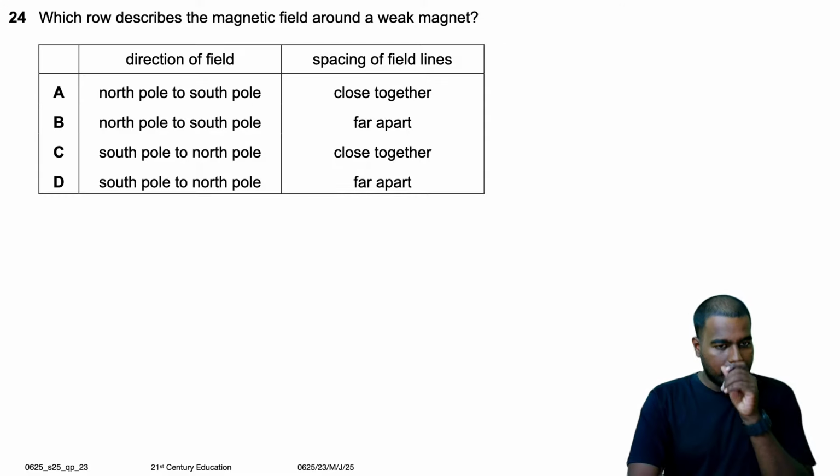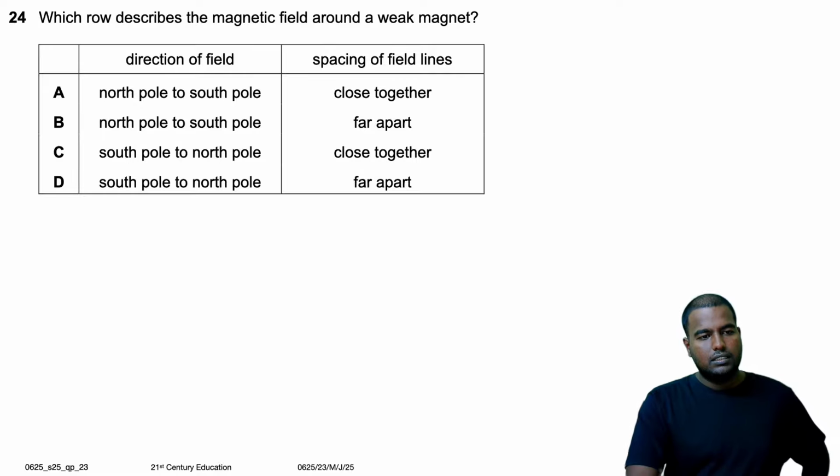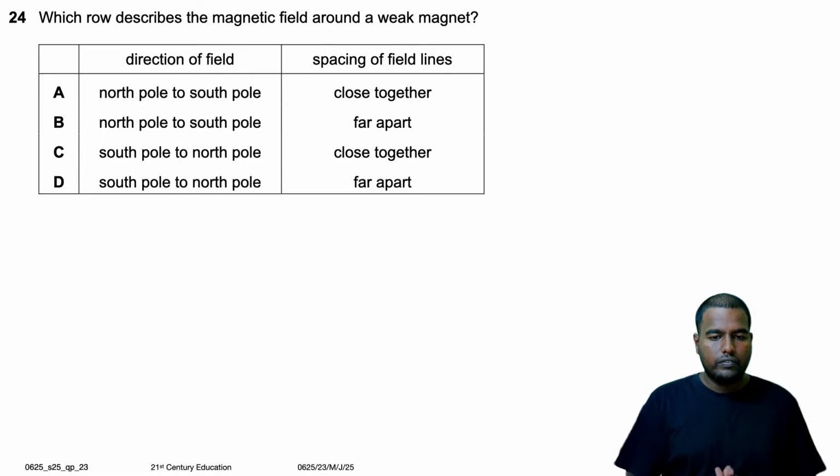Which row describes the magnetic field around a weak magnet? Direction of the field is always from north pole to south pole. Spacing of field lines, if they are far apart, then it is weaker. So it's B.